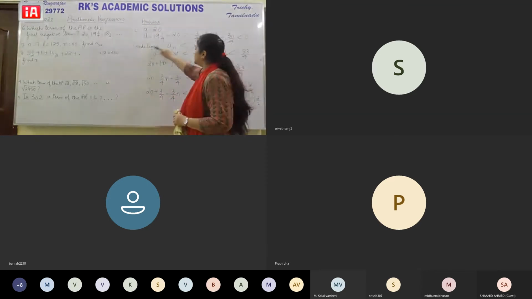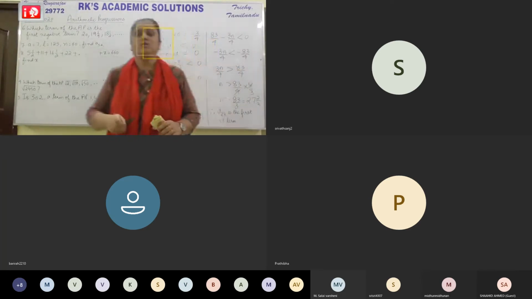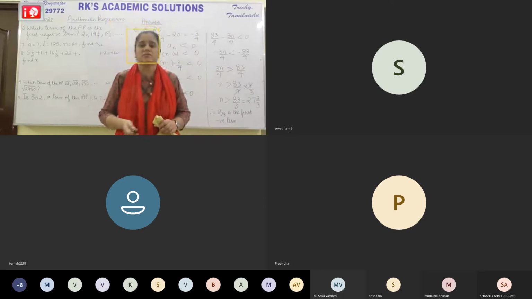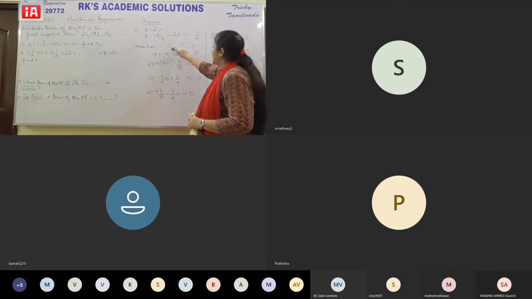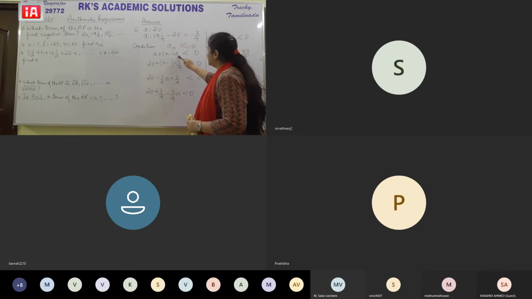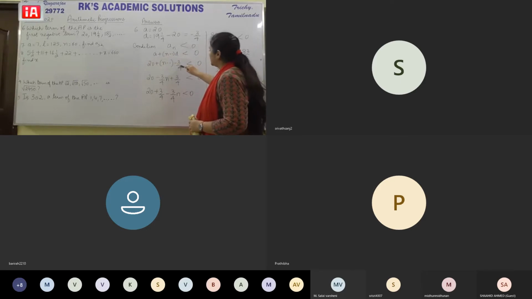We need to work with the condition an less than 0. Why less than 0? Because you have to find the first negative term, and negative values are less than 0. an is a plus n minus 1 into d. We know the values of a and d. The three unknowns are a, n, and d. Put the values of a and d and work this out to find the value of n.